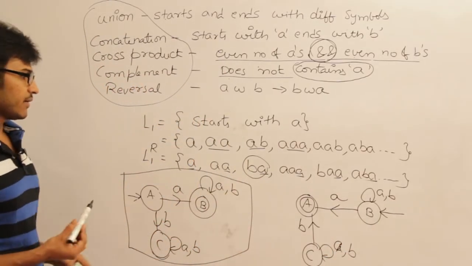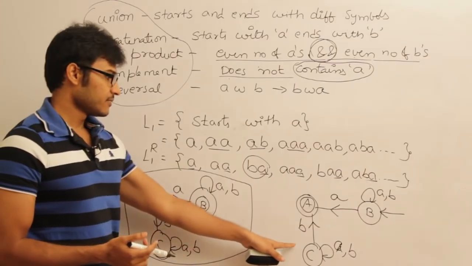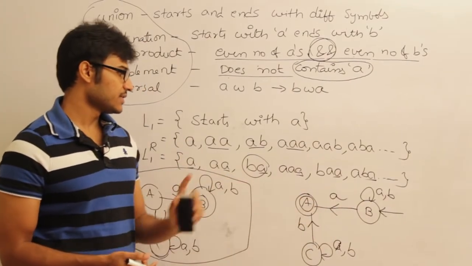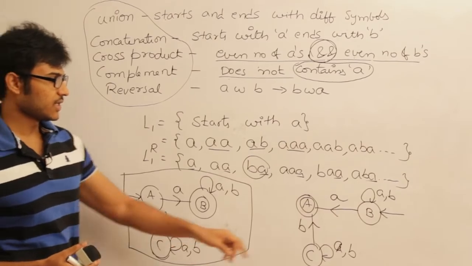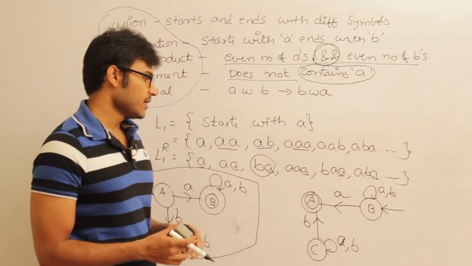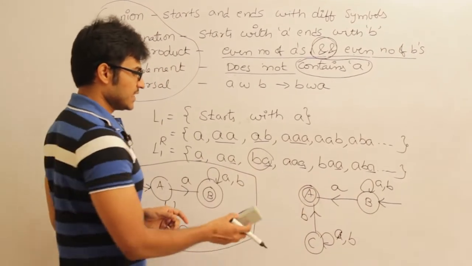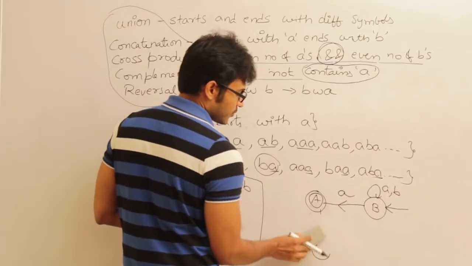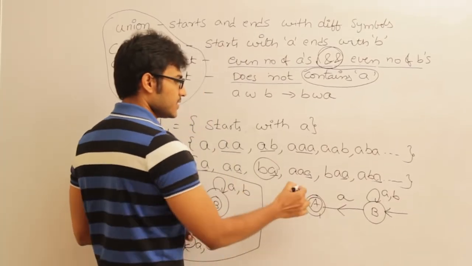And just observe the diagram. In this diagram, the state C will never be reached, therefore C is useless. You can remove it, right? And this is the final diagram.